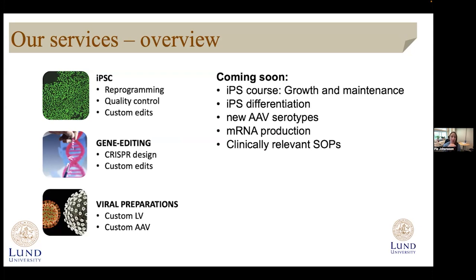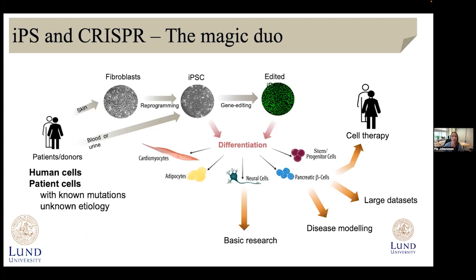And then also we do CRISPR design for any other cell type that isn't iPSC. And then we make the AAVs, and soon we are going to start with some mRNA production, and we're going to have an iPSC course, and we might start with some iPSC differentiation. So I would just like to talk about this a little bit.